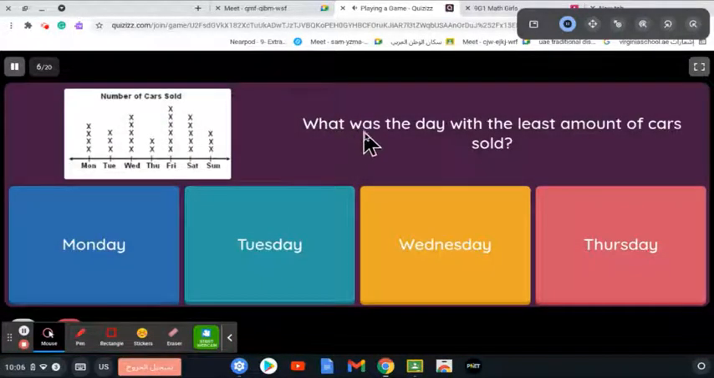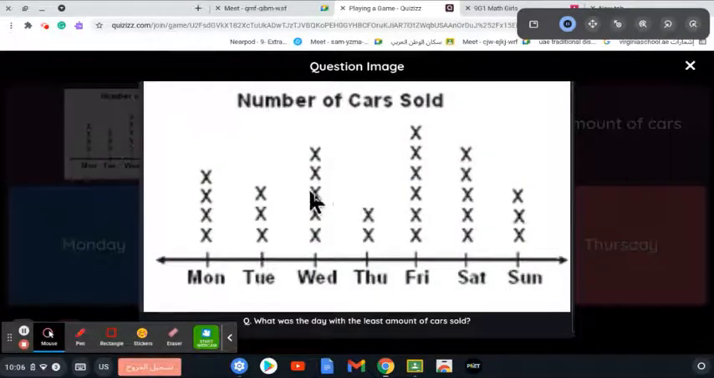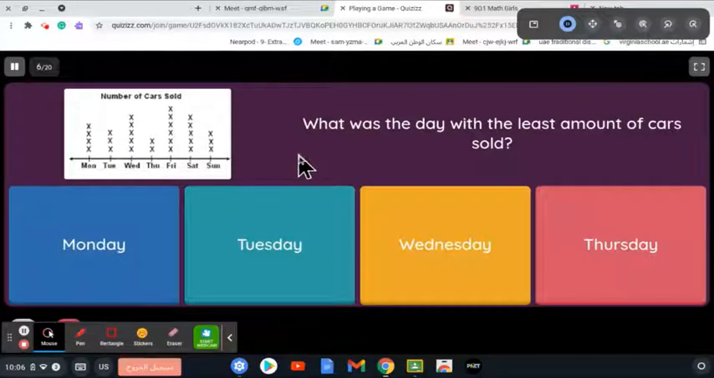What was the day with the least amount of cars sold? Let's check. So Monday there were one, two, three, four. Tuesday there were 3. Wednesday there were one, two, three, four, 5. Thursday was only 2. And by looking at the picture, you already know that Thursday is the least amount of cars sold.